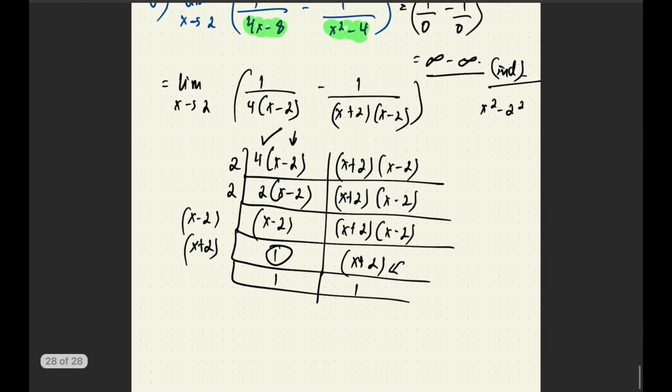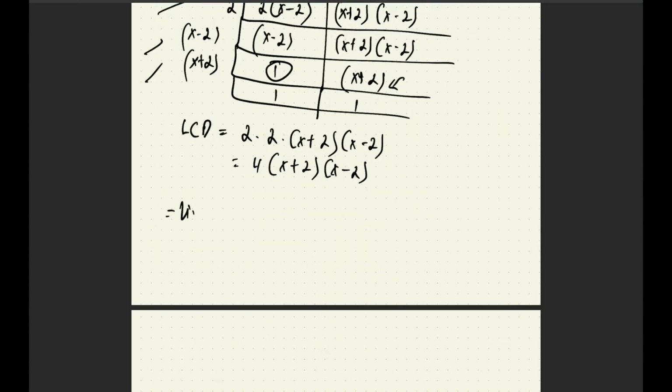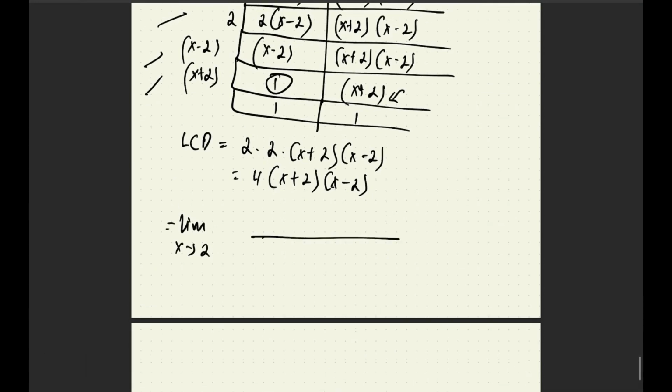So the LCD is the product of these 4 numbers over here. We can say that the LCD is 2 times 2 times (x plus 2) multiplied by (x minus 2). Hence the LCD is 4 times (x plus 2) times (x minus 2). Now let's combine the two different fractions using the LCD, which we know is 4(x plus 2)(x minus 2).